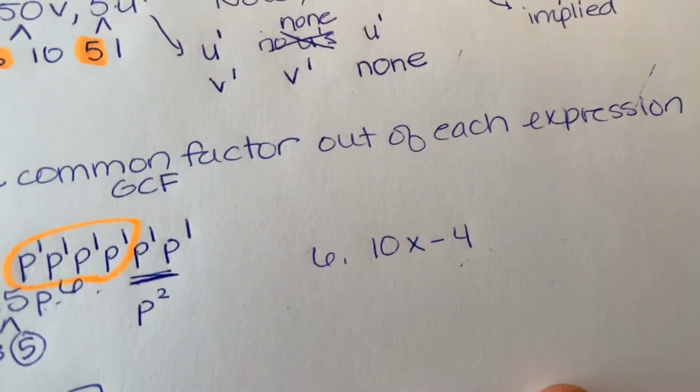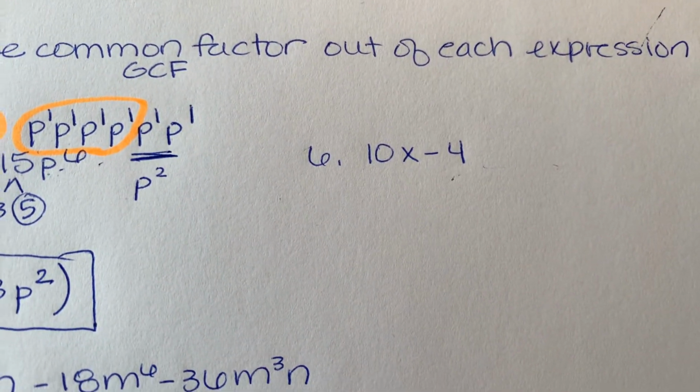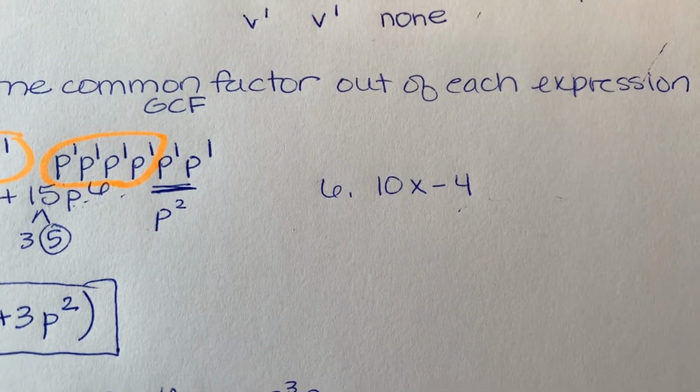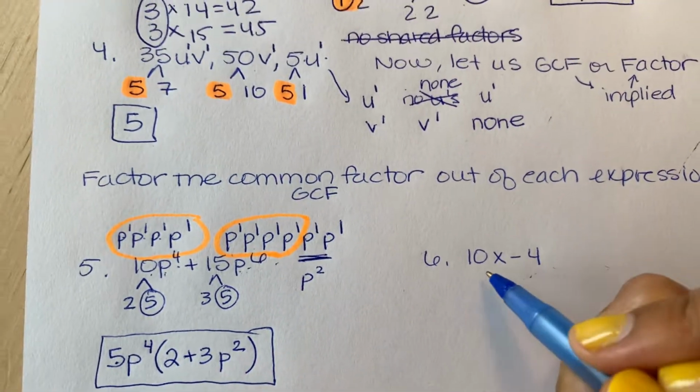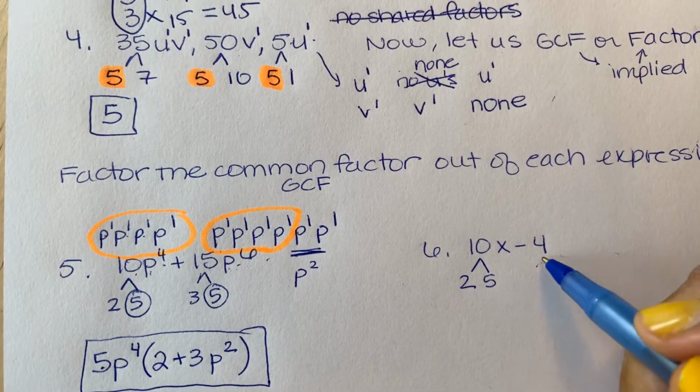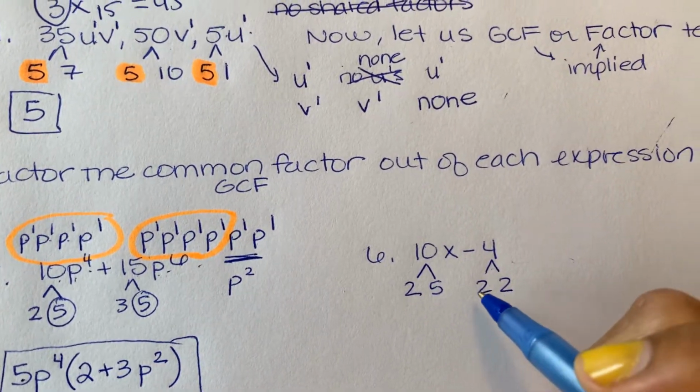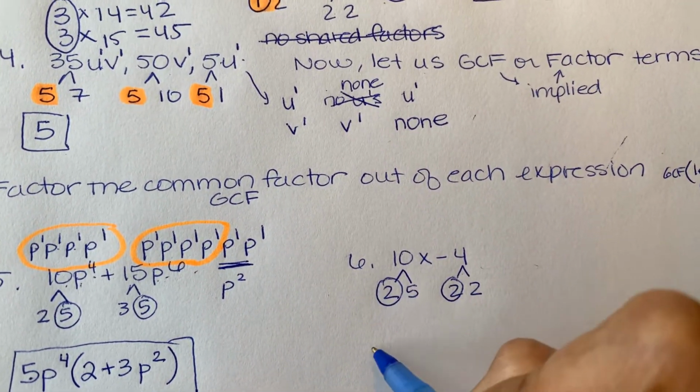Okay, let's go to the second one. We have 10x minus 4. Remember, do not force. So 10 is 2 times 5. 4 is 2 times 2. My greatest common factor is 2.